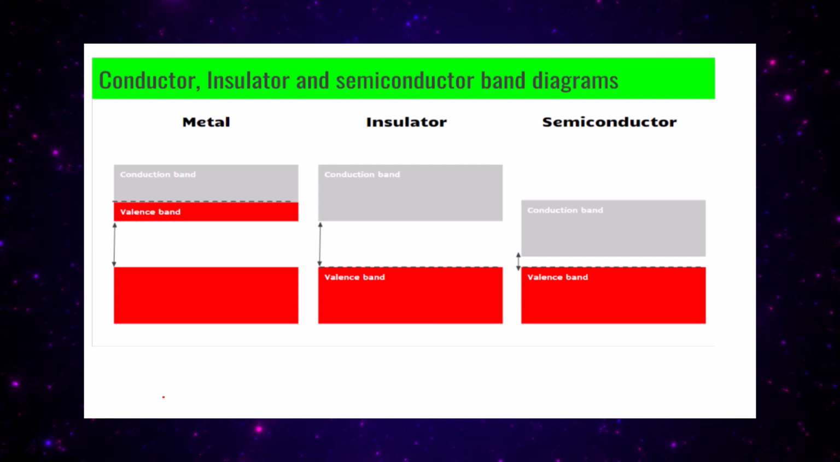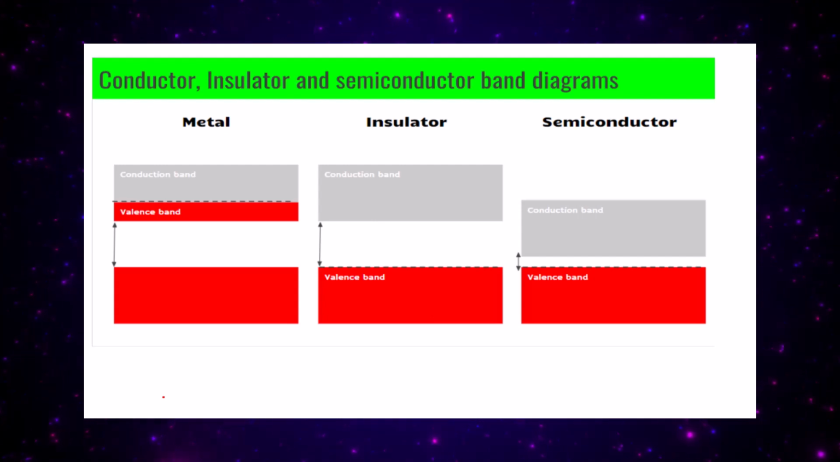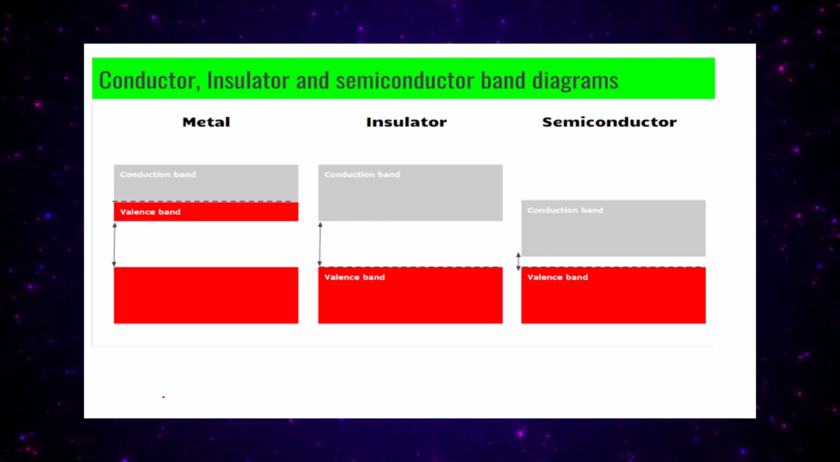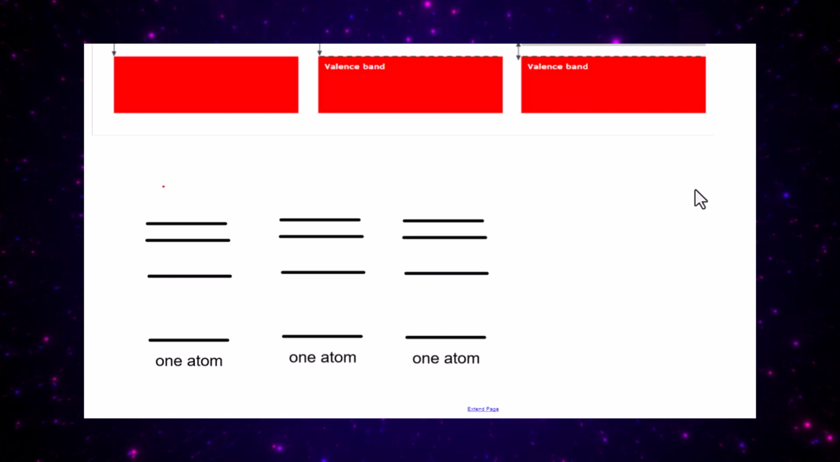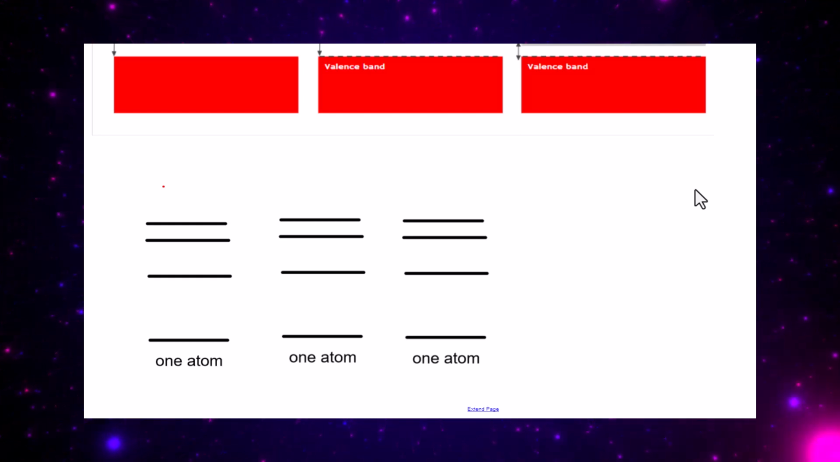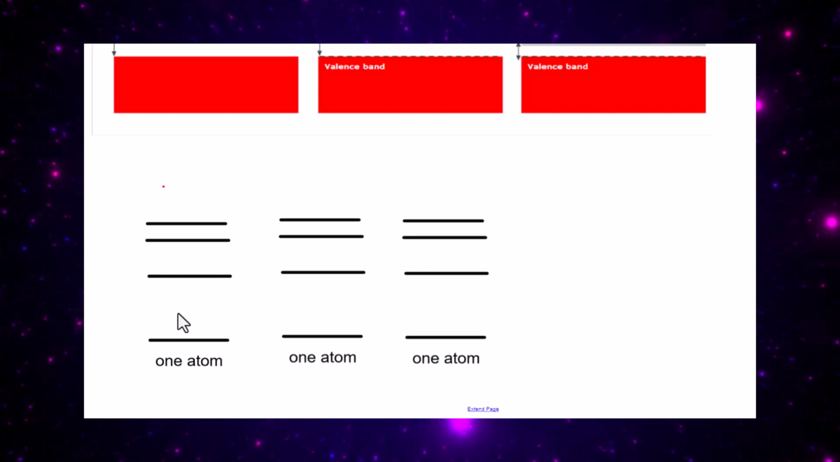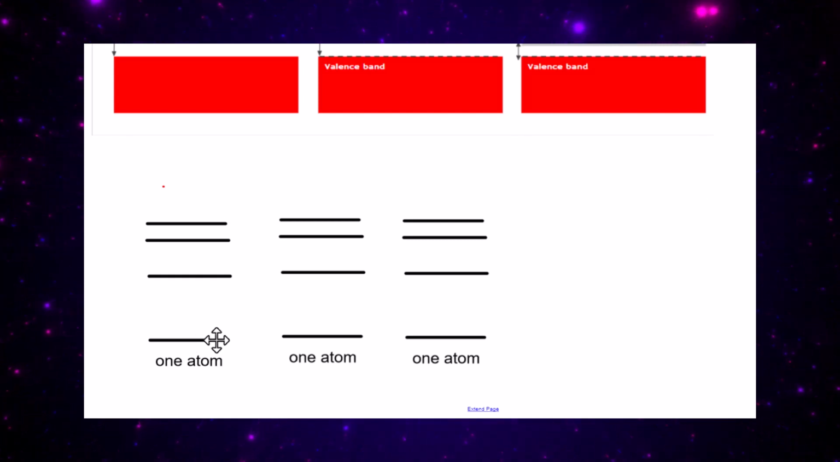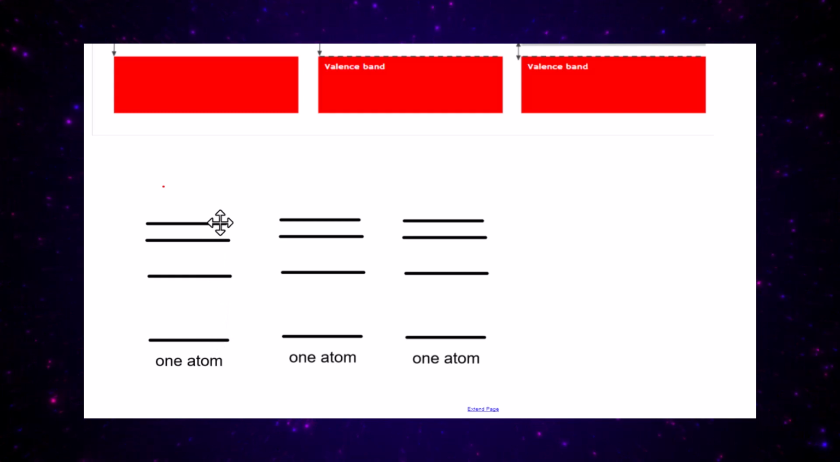Conductors, insulators and semiconductors described using band diagrams. What's a band diagram and where does it come from? Well, a band diagram comes from the basics of an atom. An atom can be considered to have energy levels. This bottom one here would be the lowest energy level in an atom. And of course the electrons can gain energy and work their way up to successive higher energy levels.